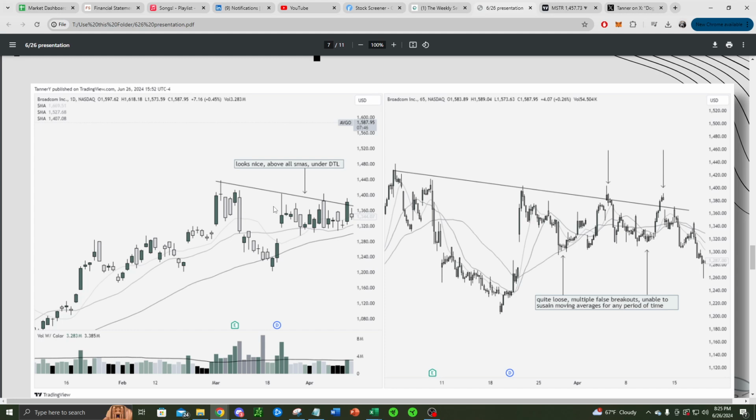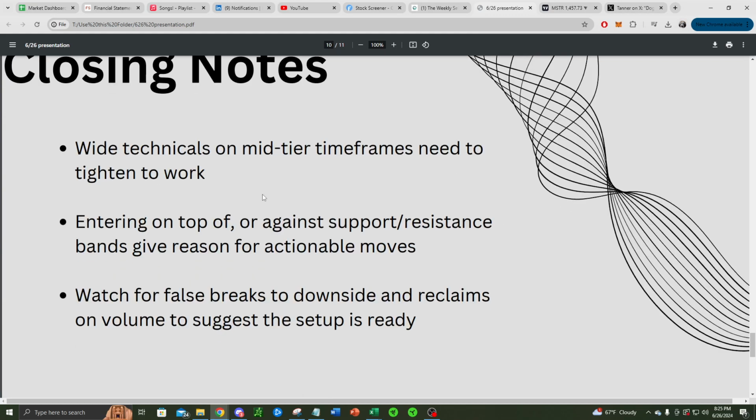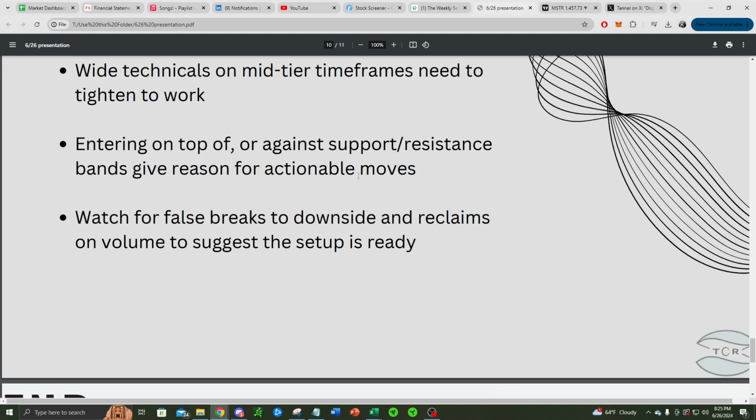And this is where a daily can be super misleading. It always starts with that larger time frame, but if you're just buying based off that, it can be troublesome. So I like to zoom in and take a look at the smaller ones to make sure that there's conviction there as well. So again, wide technicals on mid time frames, meaning 65 minute, half hour, 15 minute. If you're wide through those time frames, you can't expect the setup to work out. You need to be precise on those smallest time frames, or else it will struggle.